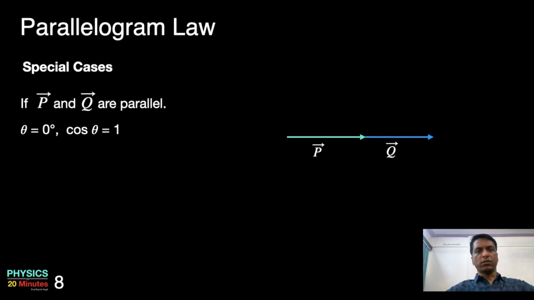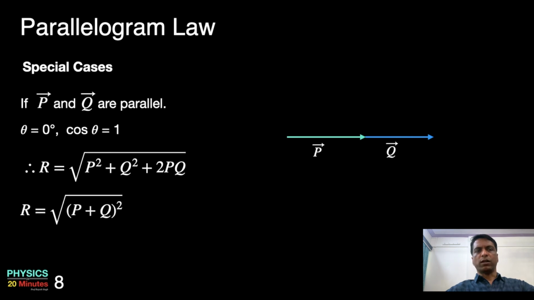Therefore cos 0 is 1. So the equation simplifies to R is equal to root of P square plus Q square plus 2PQ, which is root of P plus Q the whole square, or simply P plus Q. Here the magnitude of the resultant would be the sum of the magnitudes of the two vectors. So it will be shown this way in the diagram.